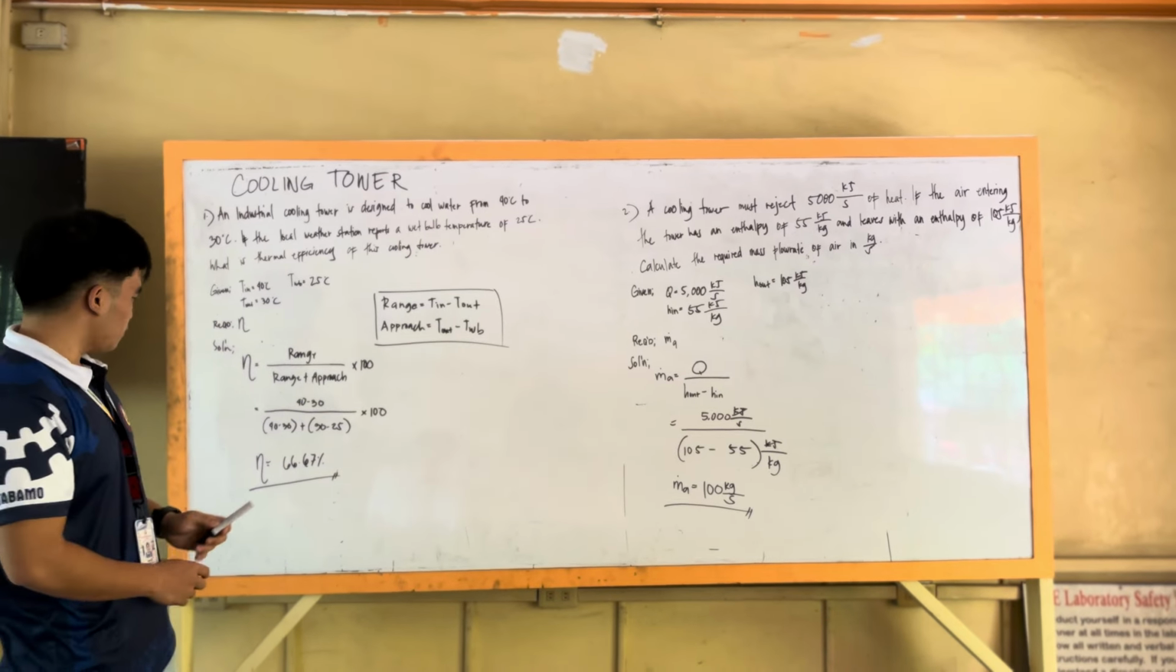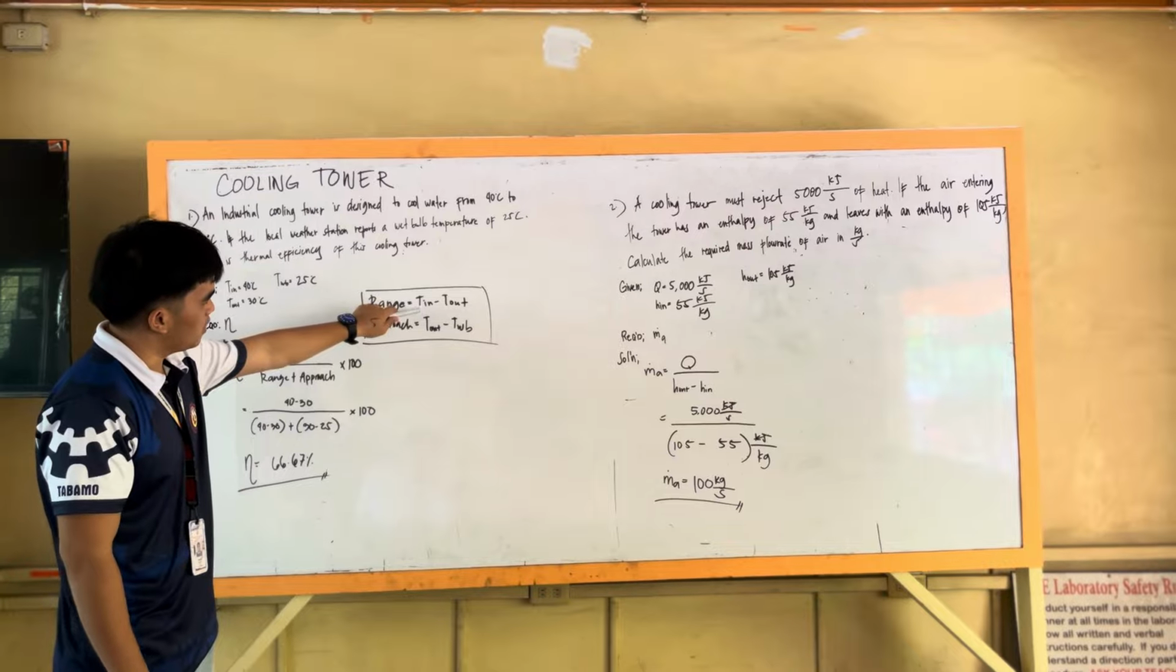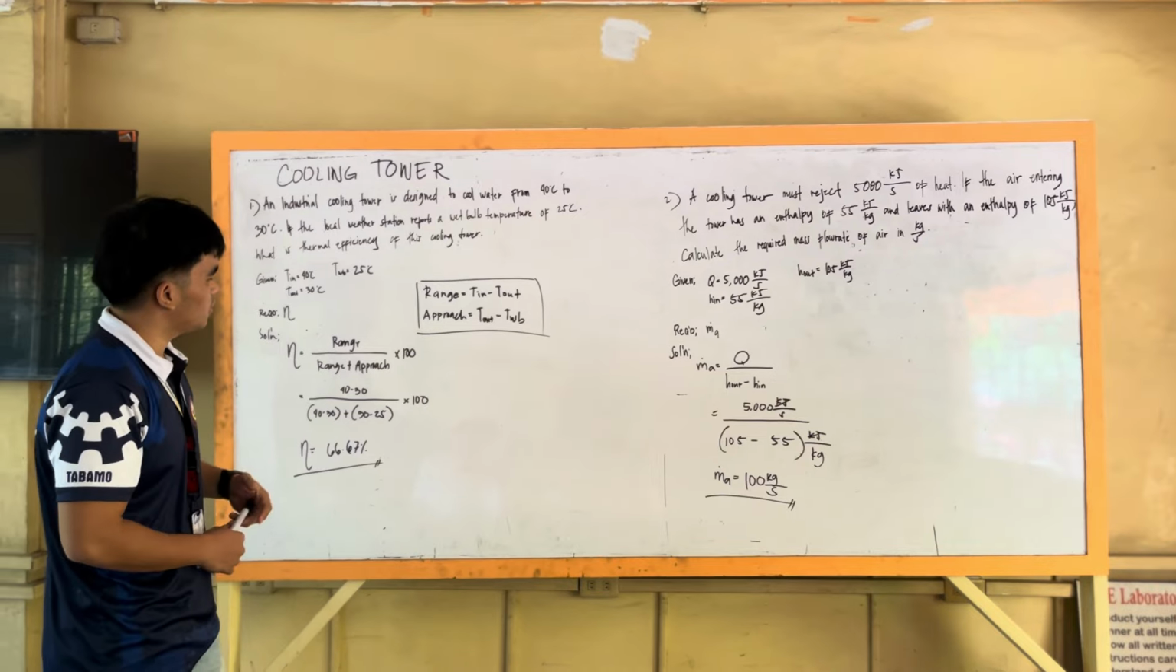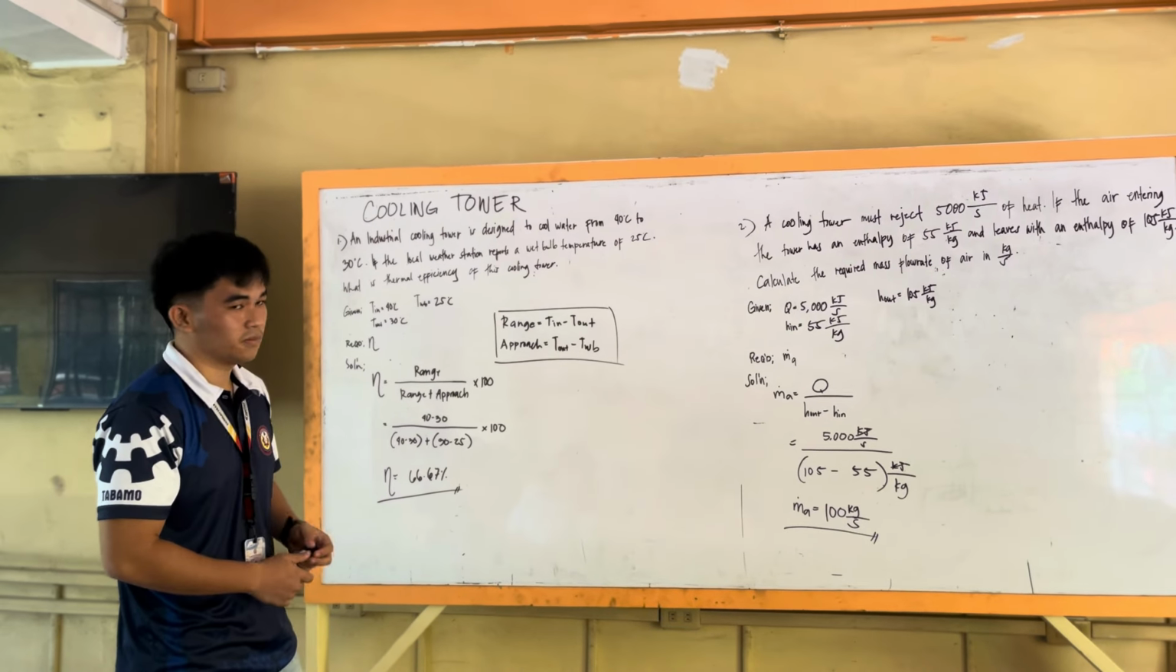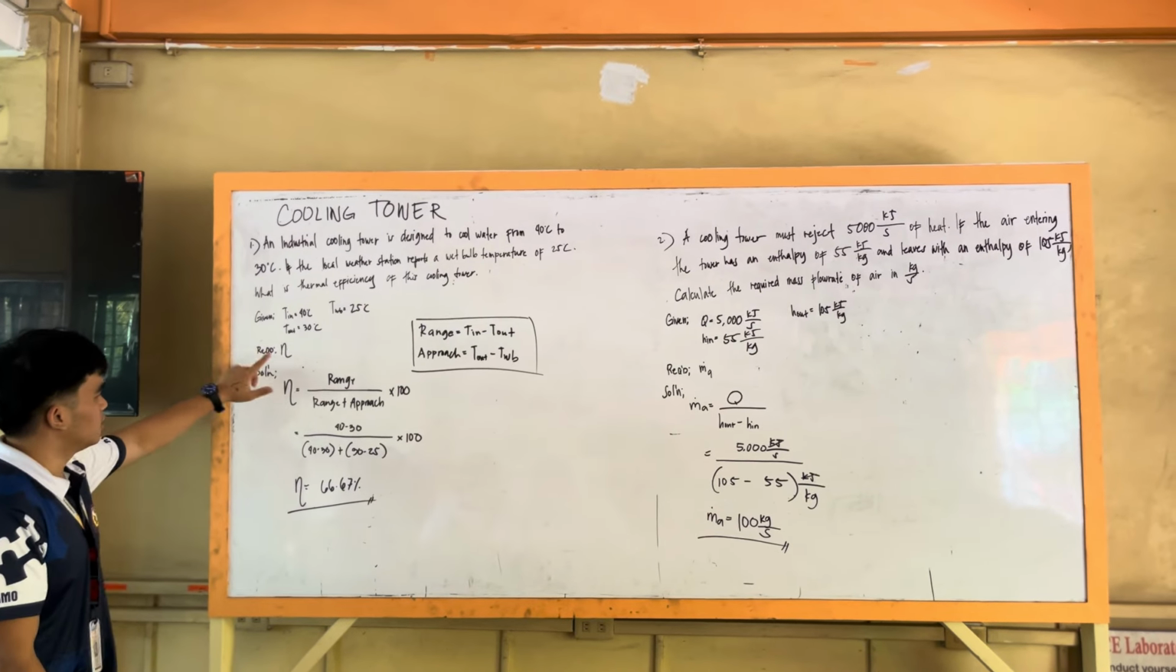So our formula is: range equals T in minus T out, and approach equals T out minus the wet-bulb temperature. So the required is the thermal efficiency.